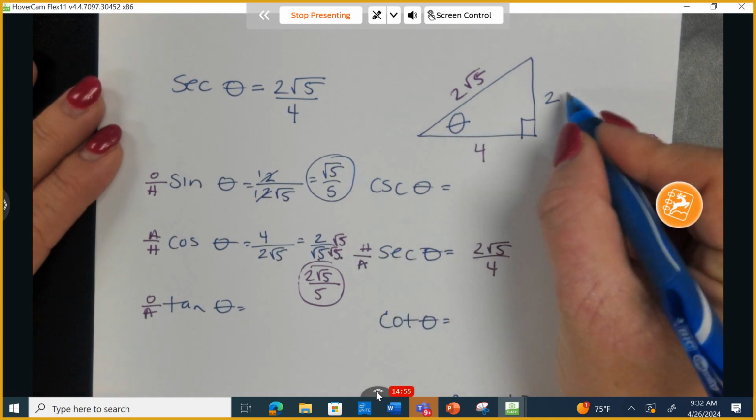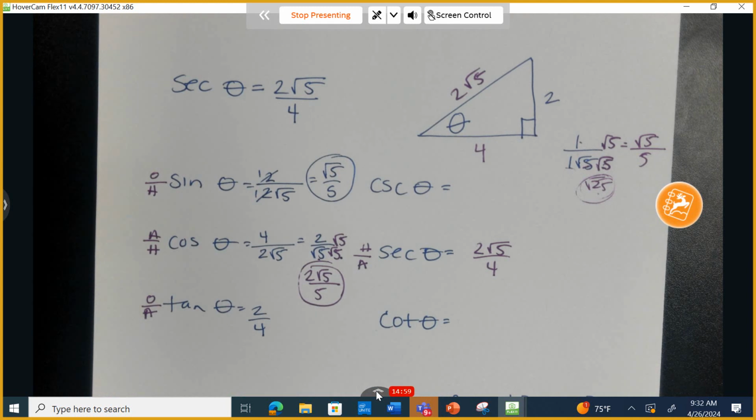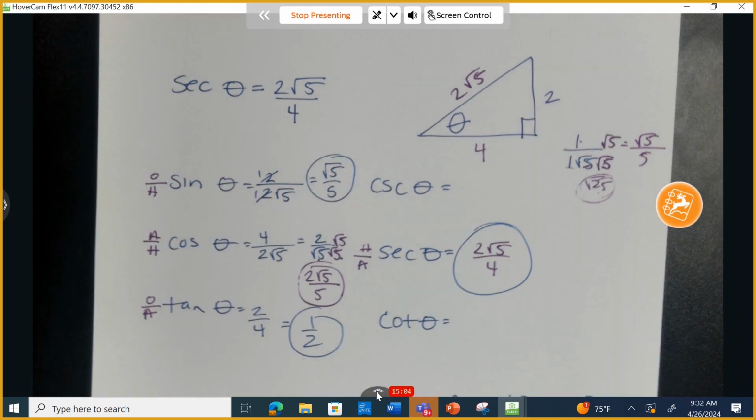So from this angle, opposite is 2, adjacent is 4, and I know 2 over 4 reduces to 1/2. So right now I have 4 of the 6. Now watch this. I want to teach you how you can be lazy. Are you ready? So here's the long way that I'm not going to do.